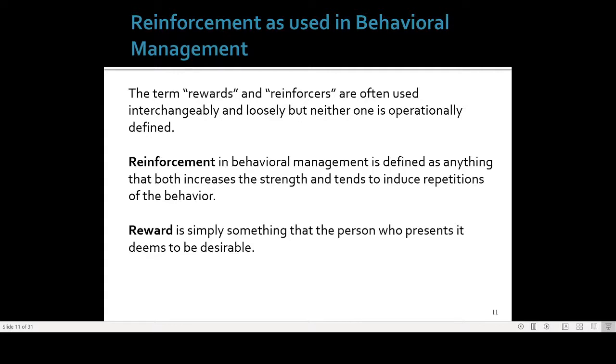We can do this reinforcement in two ways. One is called positive reinforcement and the other one is called negative reinforcement. We will look at both later. Rewards are simply something that the person who presents it deems to be desirable. So the two terms, reinforcement and rewards, are slightly different.